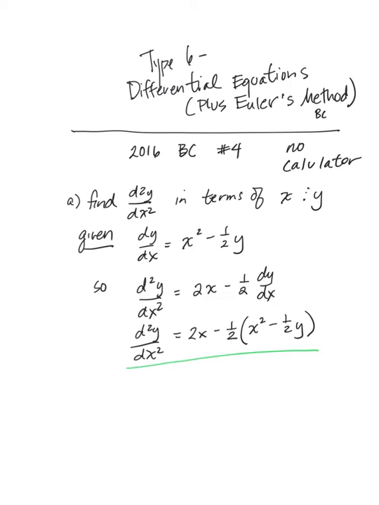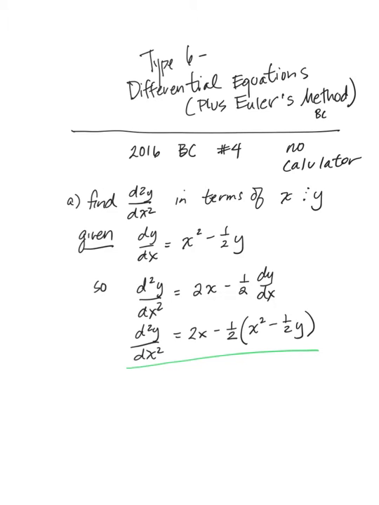All right, type 6, differential equations. And for you BC folks, Euler's method is also included in this review packet. All right, number 4, it does say BC, but this is one, except for part D, that an AB student might be asked to do.